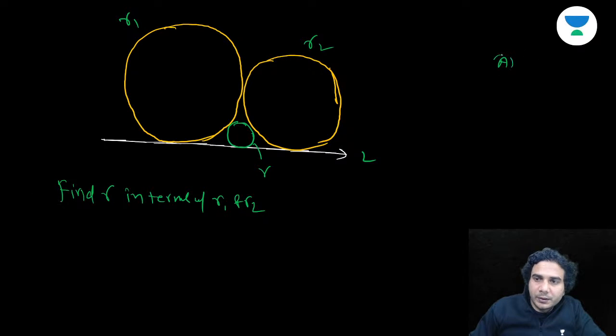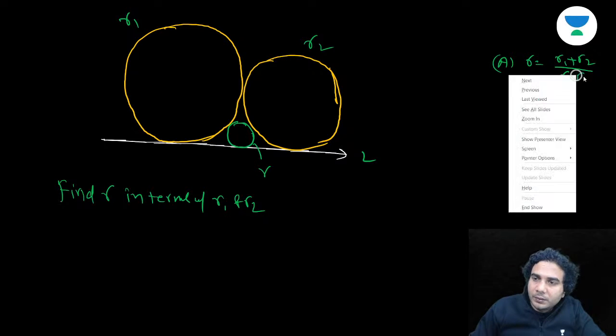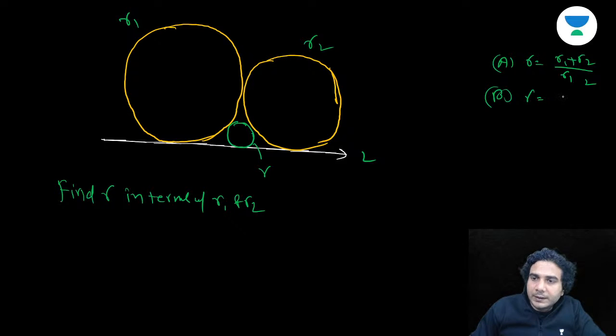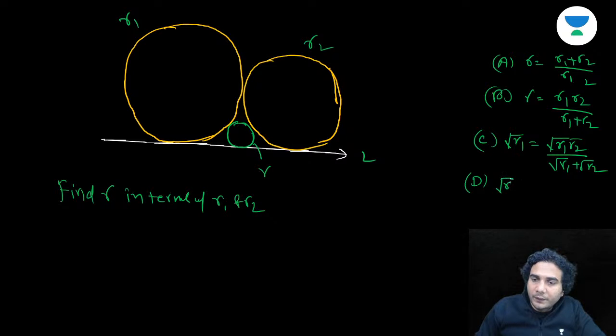I'm giving you the options, okay? A is R is equal to R1 plus R2 upon R1 R2. B is R is equal to R1 R2 upon R1 plus R2. C is root R is equal to root R1 R2 upon under root of R1 plus under root of R2. And D is root R is equal to 2 root R1 R2 upon root R1 plus root R2. These are the options.